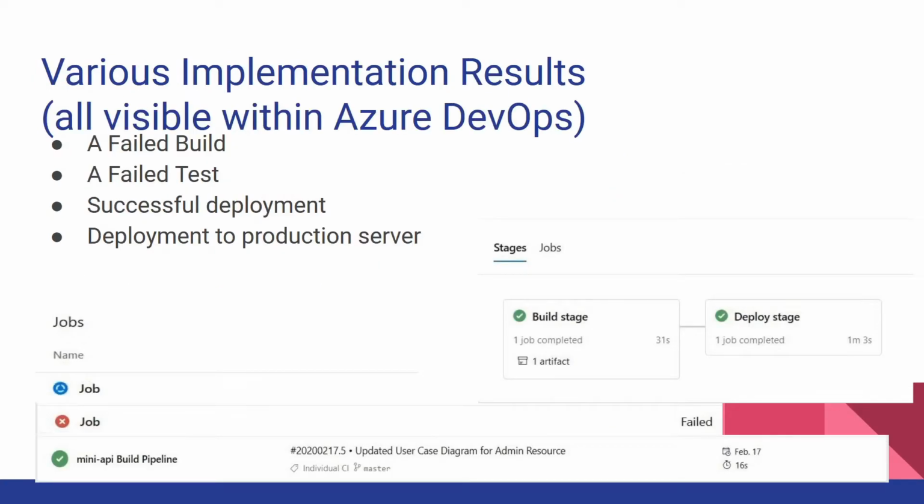Testing Azure DevOps capabilities. With the setup of the pipeline, the testing of the pipeline can be done showing a failed build, a failed test, successful test and successful deployment, as well as deployment to a production server. These tests of the pipeline rely on the API being able to fail or pass the steps of the pipeline. By adding syntax errors or tests that fail, these conditions can be demonstrated to show the functionality of Azure DevOps and the CI/CD pipeline. The images on the slide are the various results from our tests.